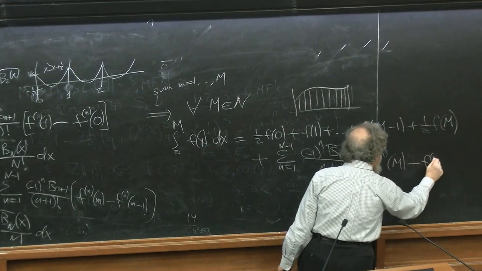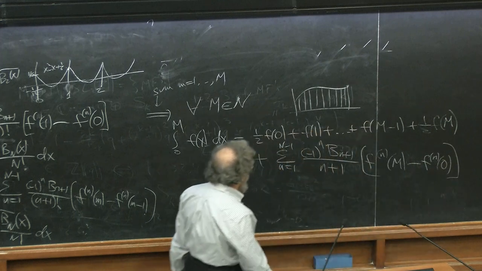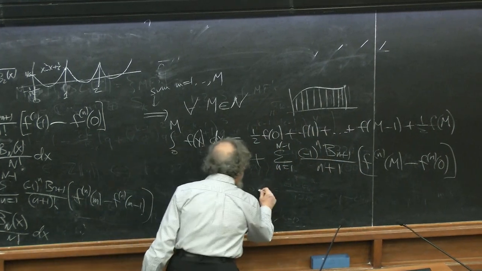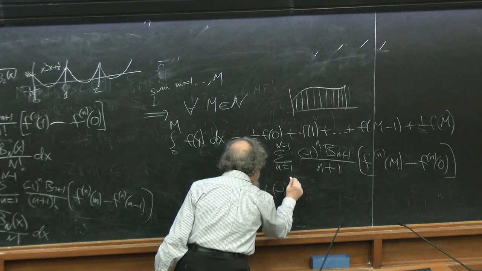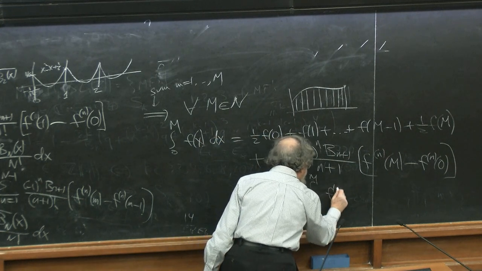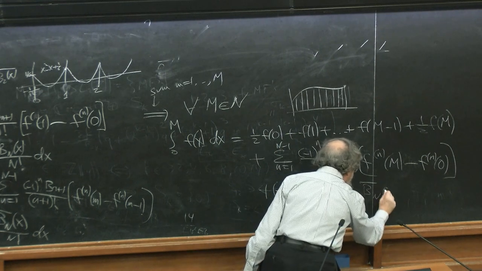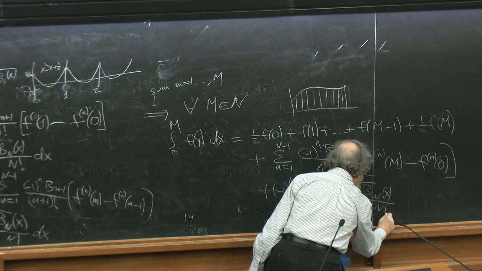So although it's a sum of many terms, in the end, it only cares about the end terms, M and 0. And then the last term is, I'm not sure if I lost a sign, so it might be minus. I hope I got it right. This would be the integral from 0 to M, f^(n) of x, Bn, but now this periodic version of the Bernoulli number, over n factorial dx.